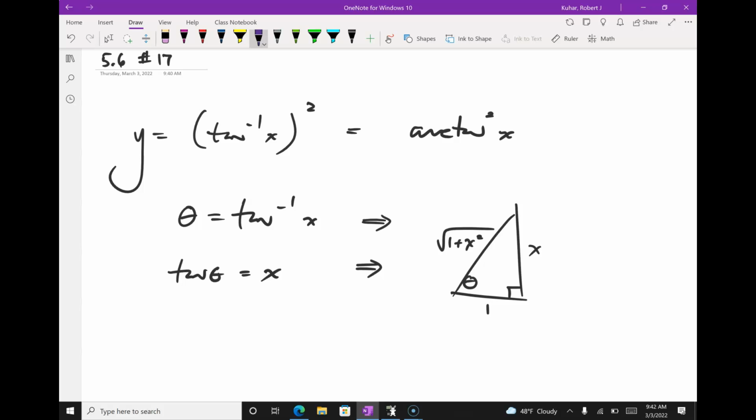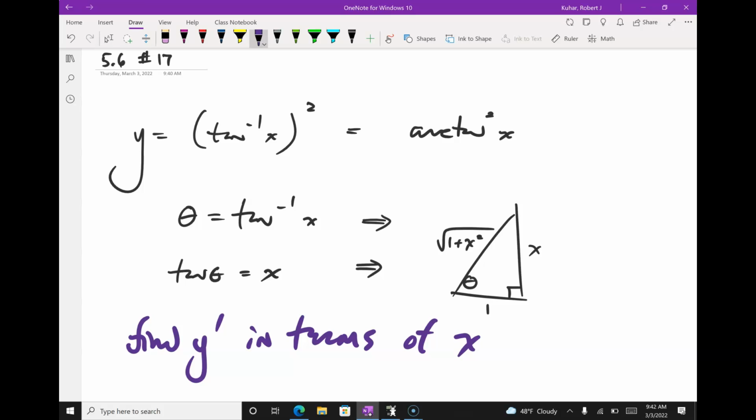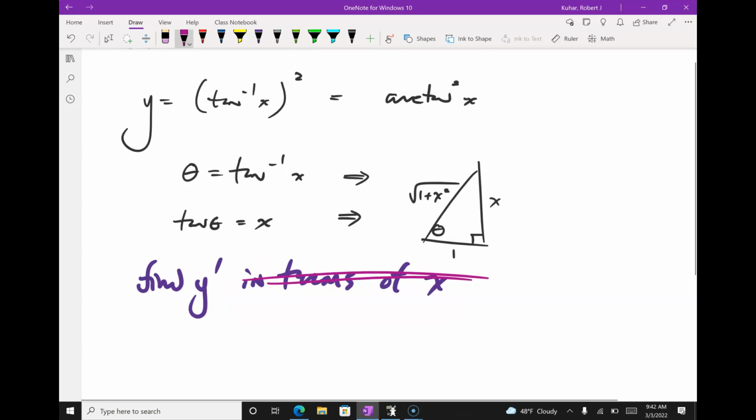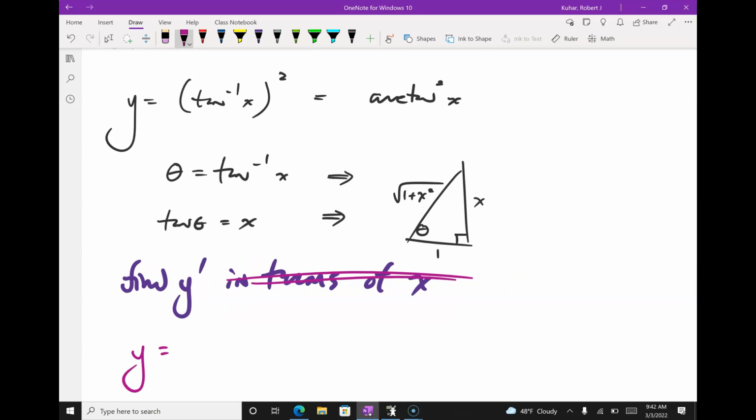Nice, I'm ready to take my derivative. Most likely, I'll have to go back to the triangle. So I want to find y prime, right, in terms of x. Well, it doesn't really look like I'm going to be able to. So let me just say, let's find y prime, okay? Because I think I have an issue here. I kind of want to think of this as theta squared.